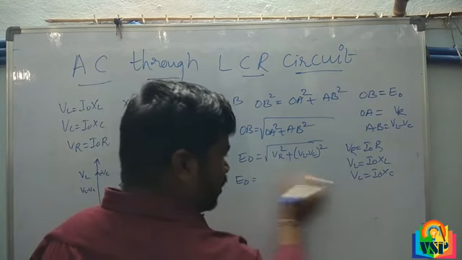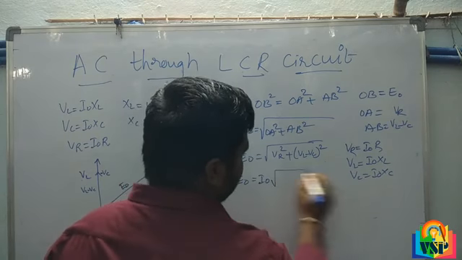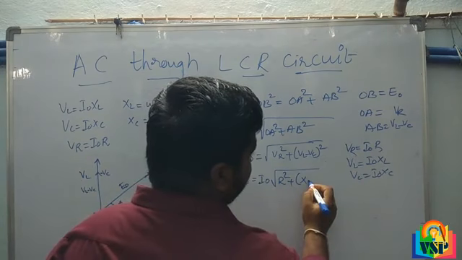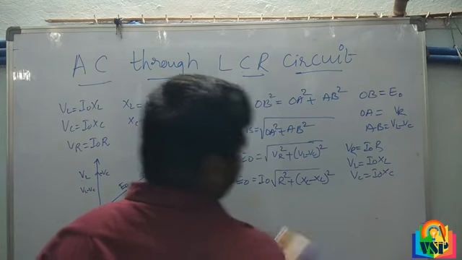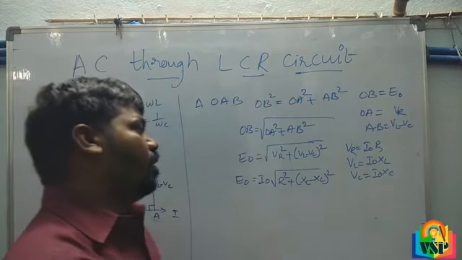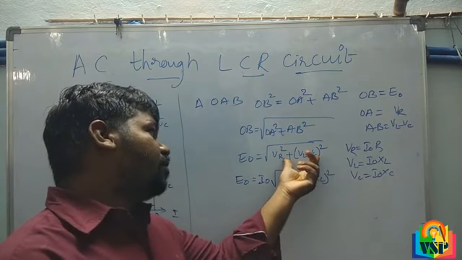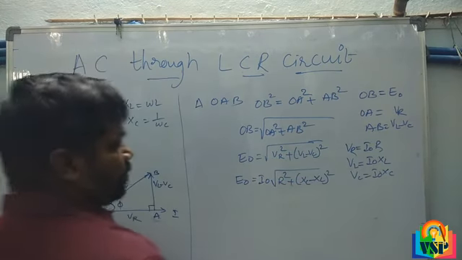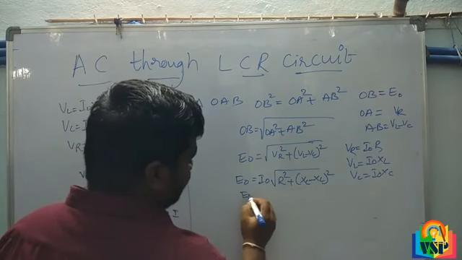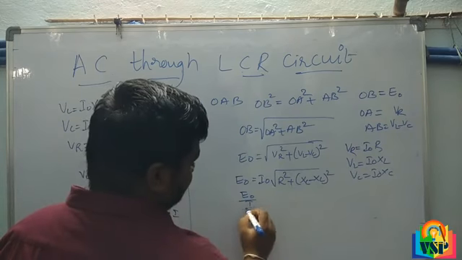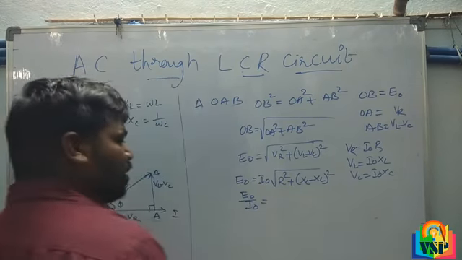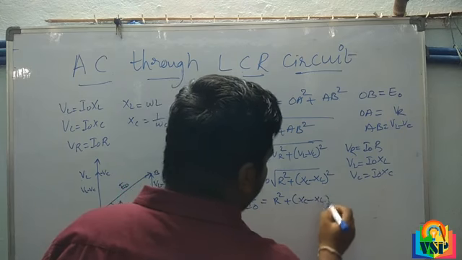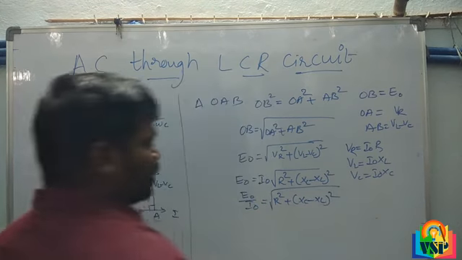after substituting this, we can common I naught, we can get like this, R square plus XC minus XL whole square. Understand? So we can substitute these values inside the root. We can common I naught, means we can get like this. So E naught by I naught is equal to root of R square plus XC minus XL whole square. Okay, understand?